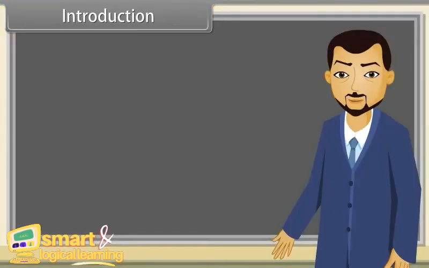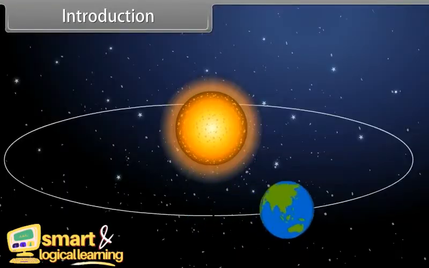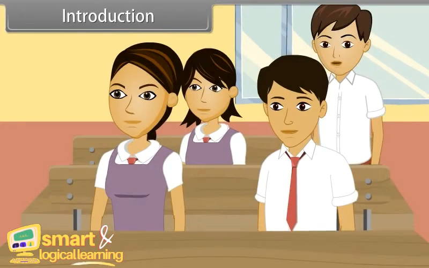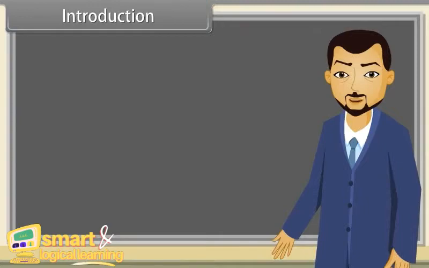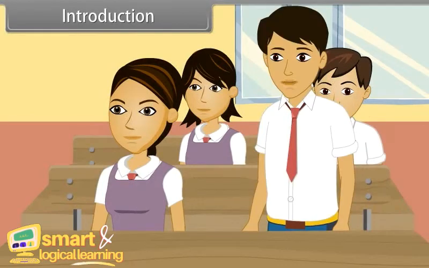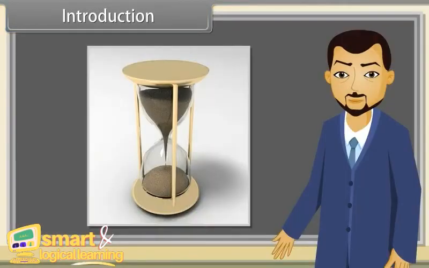Do you know what kind of path Earth follows while revolving around the sun? Yes, it is elliptical in shape. So finally, who will tell me what kind of shape this object has? It has a hyperbolic shape. In this lesson, you will learn how to analyze these shapes and what role they have played in designing various objects.